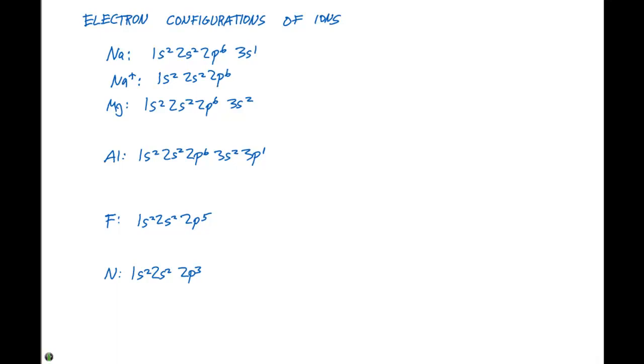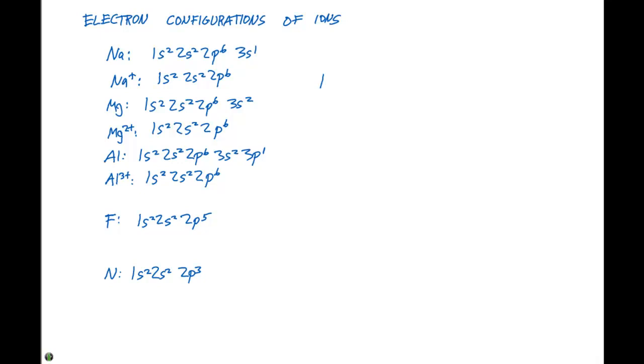If we look at magnesium, magnesium's common oxidation state is 2+. So when we write the electron configuration for magnesium 2+, it's going to be the same as magnesium, except we need to remove 2 electrons. So this is going to be 1s2, 2s2, 2p6. For aluminum, aluminum's oxidation state is 3+, so we need to remove 3 electrons. So that's going to give us an electron configuration of 1s2, 2s2, 2p6.